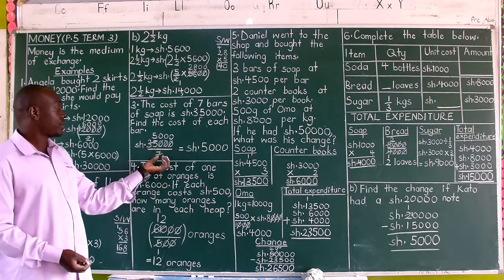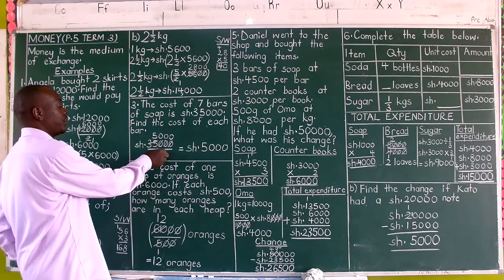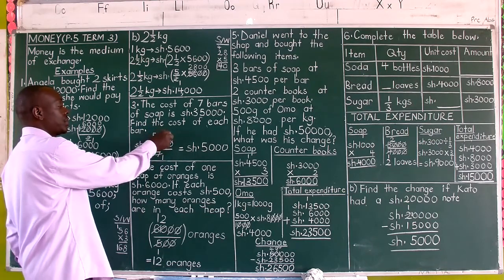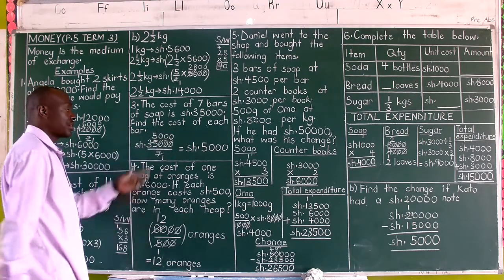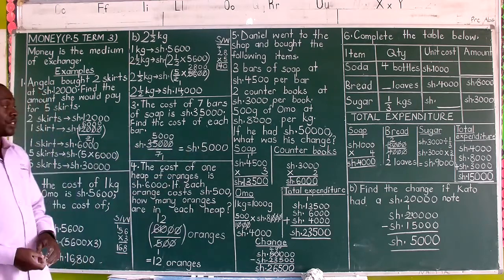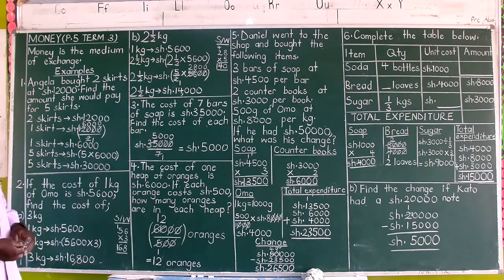The total cost is 35,000 shillings divided by how many bars? So you get 35,000 shillings divided by 7. 7 divided by 7 once, 35 divided by 7, you get 5. 0 divided by 7 is a 0. And then these are the zeros or so. So 1 bar of soap costs 5,000 shillings. And then we go to example number 4.